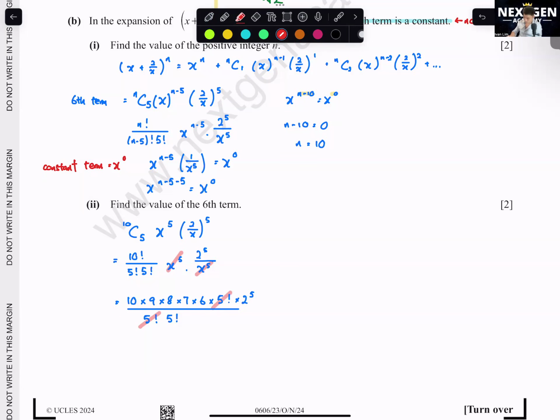Okay, what is 5 factorial? Maybe we can open up the other factorial also. Let's open up this one because this one cannot cut with anything. So 5 times 4, 3, 2, and 1. Okay, the 1 don't need to write also can. What else can we cancel off here? You try your best to simplify as much as possible.